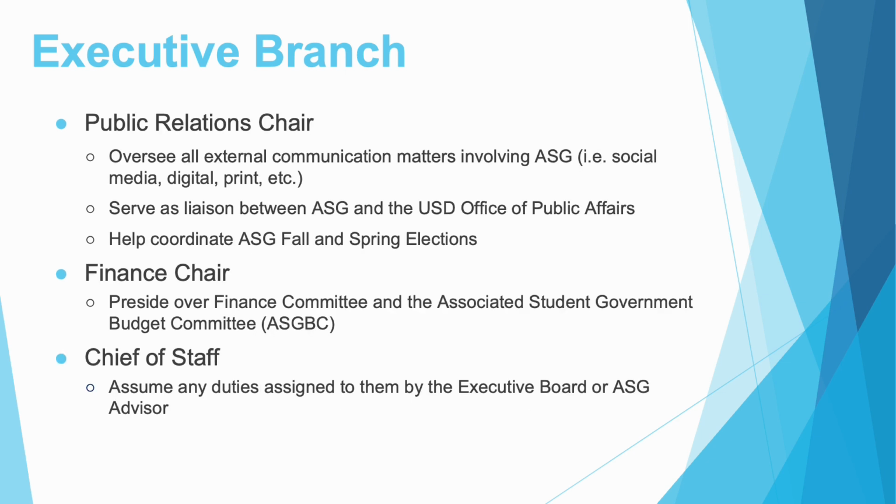Next, we have some other members of exec, the first being the Public Relations Chair, who is in charge of overseeing external communication issues as well as helping out with elections. We have the Finance Chair, who, as I've mentioned, leads the Finance Committee and works with the ASG Budget Committee, or ASGBC for short, on all things money related. Finally, the Chief of Staff has a widespread task list depending on what the branch and organization needs, and they work closely with the rest of the exec board and the ASG advisors. Another important thing to note here is that the various members of the executive branch attend weekly Senate meetings and give updates to Senate about what they're working on and what they need from everyone else. It's a very collective process.